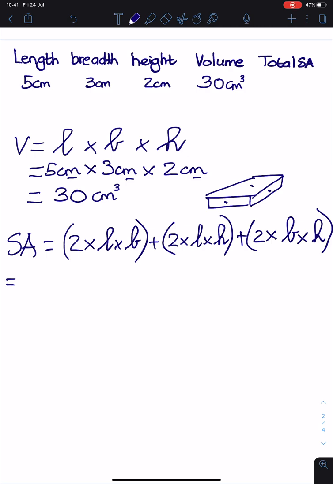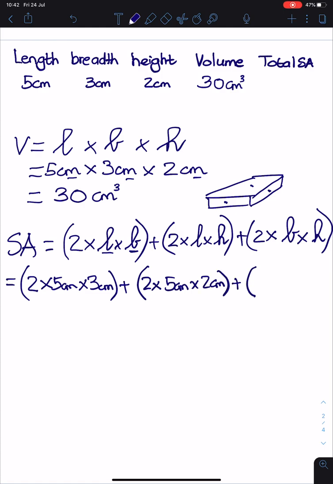Now we fill in the amounts. 2 times the length is 5, and the breadth is 3. Next one, there are 2 of them. The length is 5, and the height is 2. Next side, there are 2 of them. The breadth is 3, and the height is 2. There we go. Now we work them out.